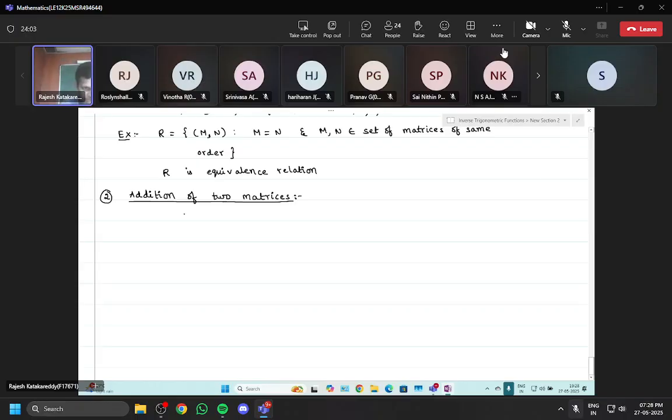Right? So we are taking, let A and B be two matrices of same order.